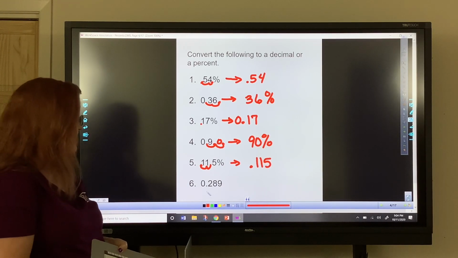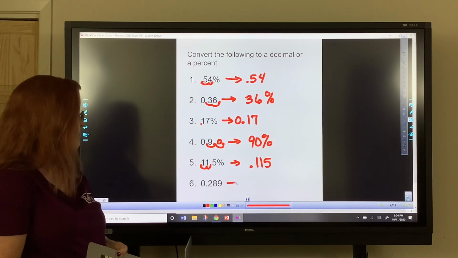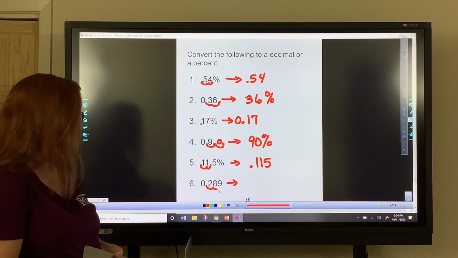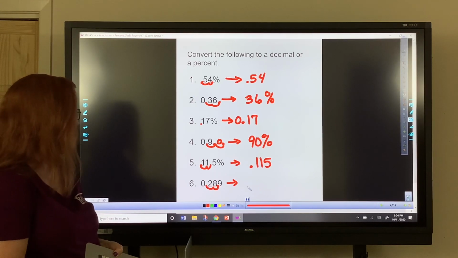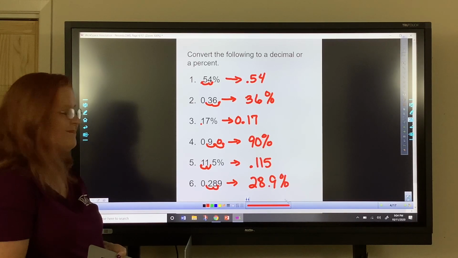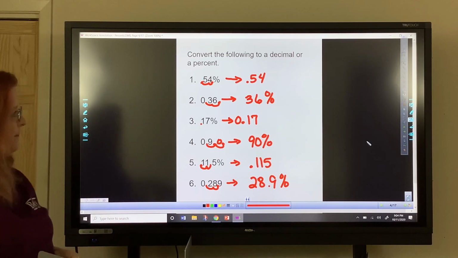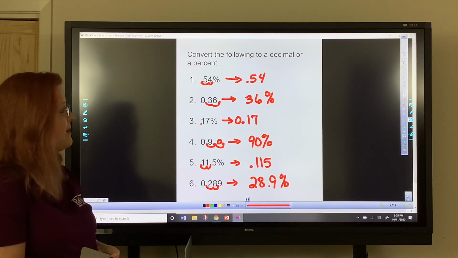And then on the last one, 0.289, moving it to a percent, moving our decimal 2 places. It becomes between the 8 and the 9, so we end up with 28.9%. Okay, so there's a lot more things to do with percents, so hang with me, pause, take a break if you need to, come back.